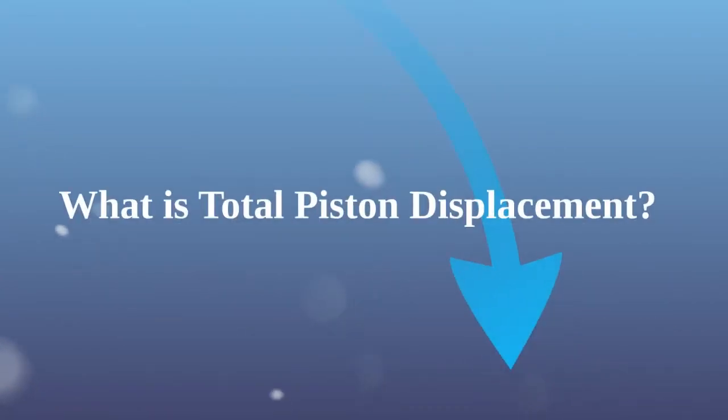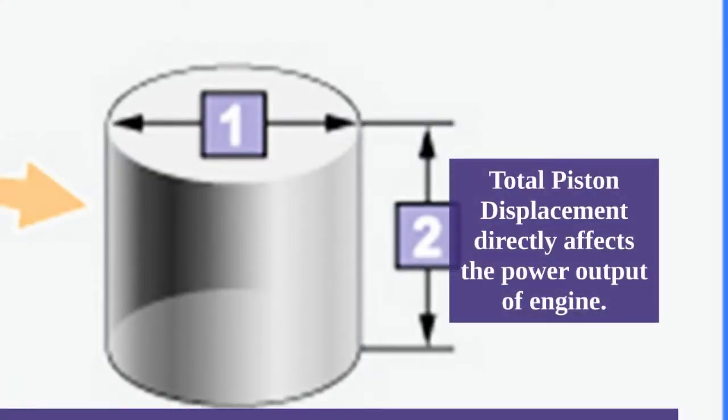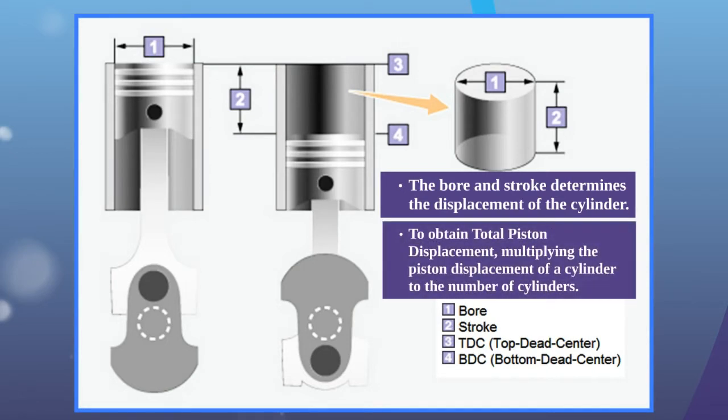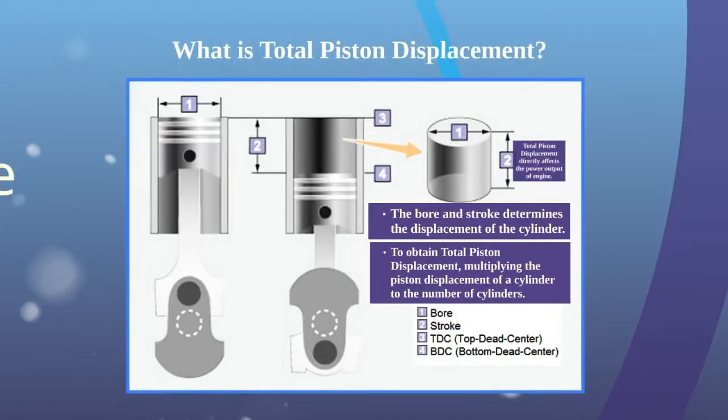What is total piston displacement? Total piston displacement directly affects the power output of the engine. The bore and stroke determine the displacement of the cylinder. To obtain total piston displacement, multiply the piston displacement of a cylinder by the number of cylinders.